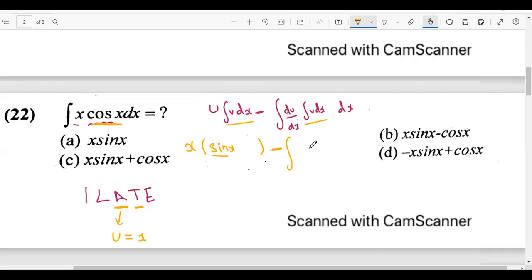That turned out to be sin x. Now I need to multiply this by the derivative of the first one. The first one was x, and the derivative of x is 1. So this would become x sin x minus the integration of sin x, which would be minus cos x. So it is going to be x sin x plus cos x plus C.